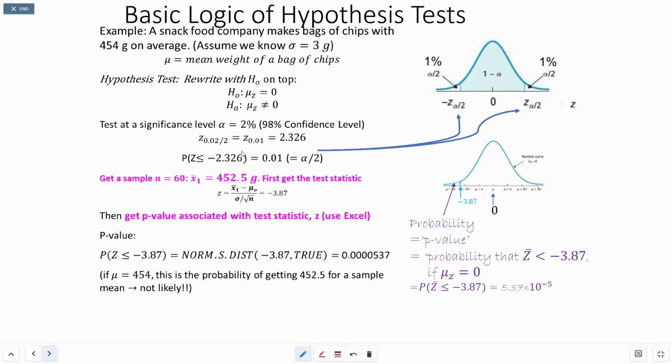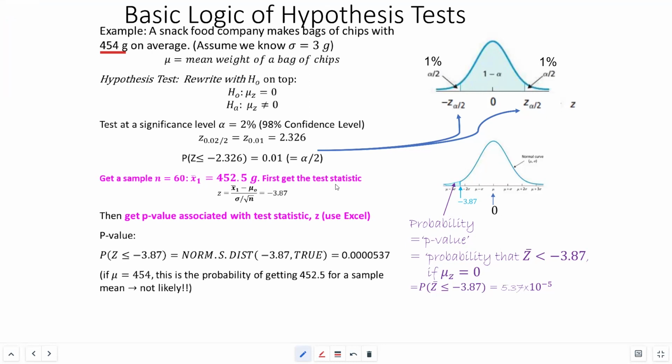All right, so now what do we do? If you were the quality assurance people, they're going to get a sample of 60 bags and precisely measure every one and then get the average of those 60. So this will be a column of data in an Excel sheet. And they find that the average is 452.5 grams. So they want to know, how likely are you to get an average from 60 bags of 452.5 grams if the machine actually is at 454 on average? And maybe they just got a sample where the 60 happened to include a few light ones and drew the average down. So the first thing is you want to get a test statistic.